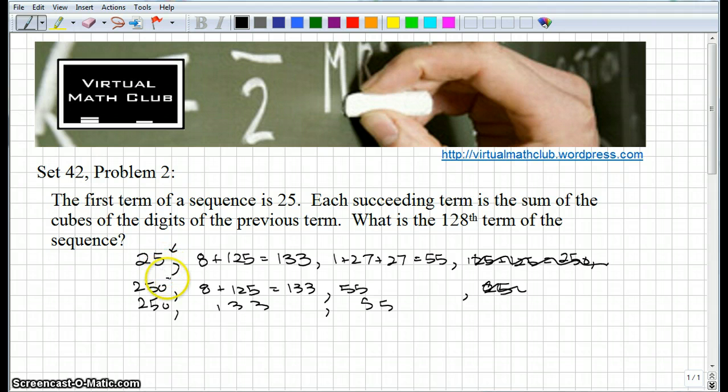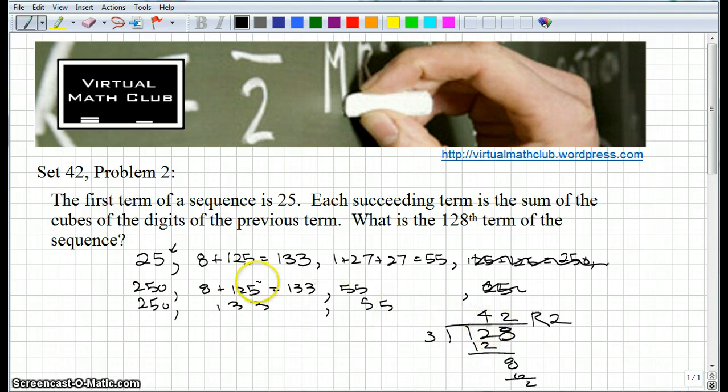Okay, so we're trying to find the 128th term. I don't want to have to write out all of those terms, but I do know that if I can divide 128 by 3, I can figure out how many times I'll go through this sequence, and then how many more beyond that I have to go. Okay, so we know that this starts with a 4, we drop to 8, 2, 6. So we have a remainder of 2.